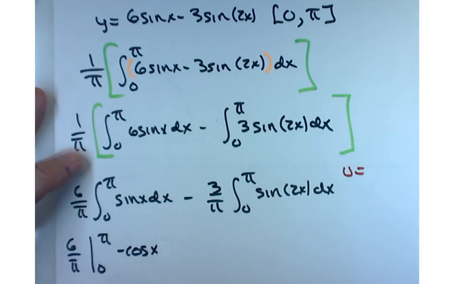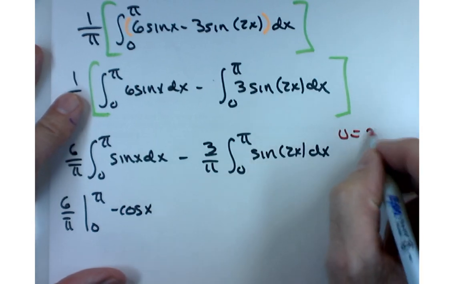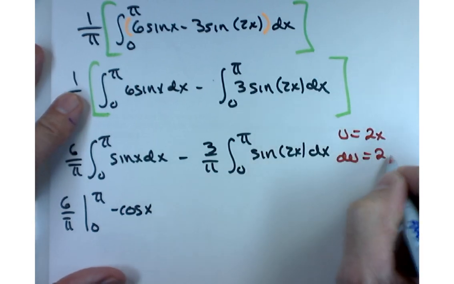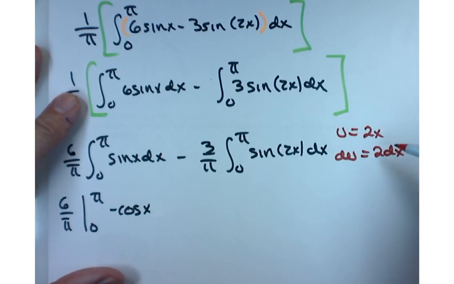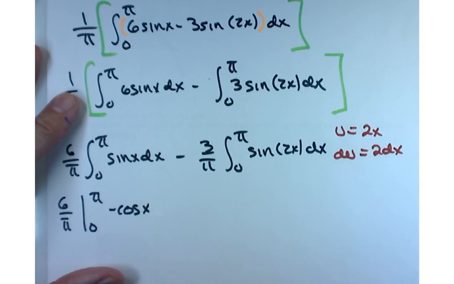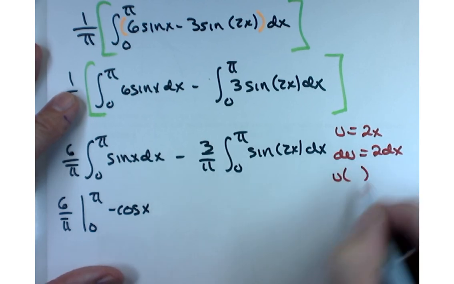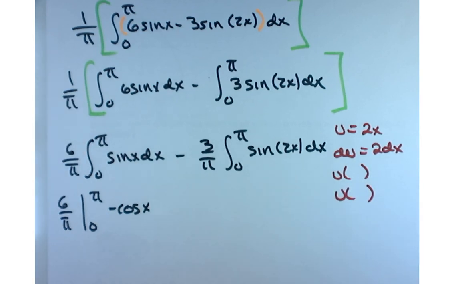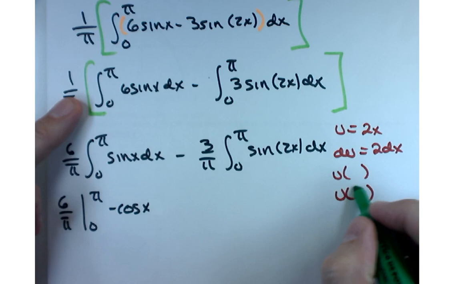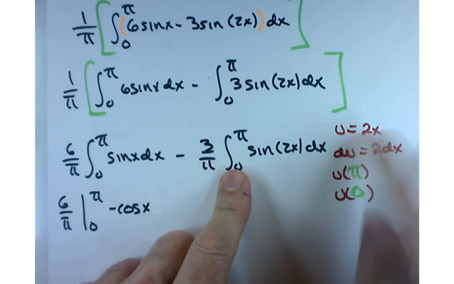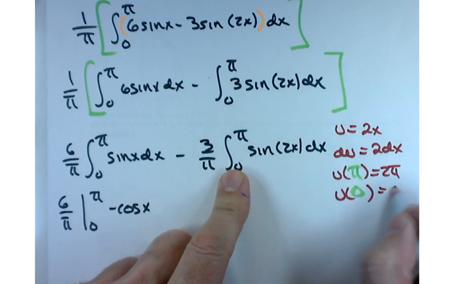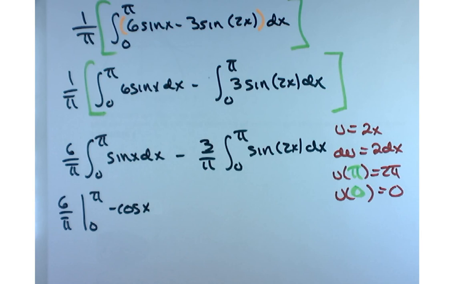So what am I going to let u equal? 2x. And then du equals 2 dx. I'm skipping a step there. It's du by dx equals 2. And then multiply both sides by dx. Let's change our limits of integration. So I want to know what happens when I plug in a 0 and a pi. u of pi is going to be 2 pi, and u of 0 is still going to be 0. So my new limits of integration are going to be between 0 and 2 pi.